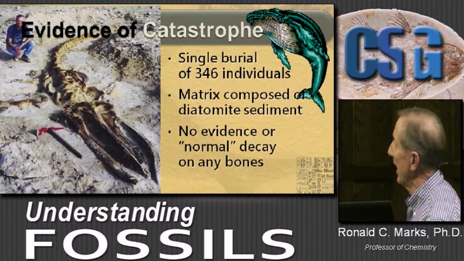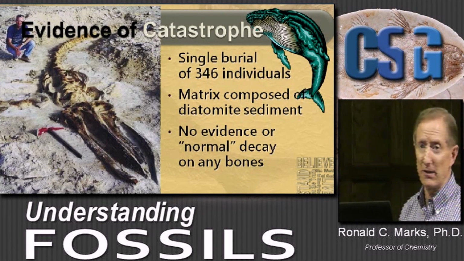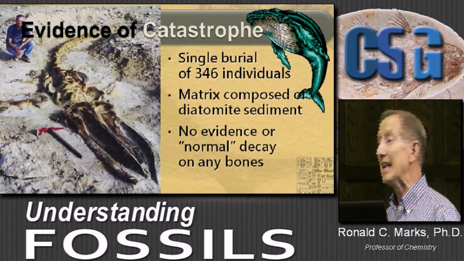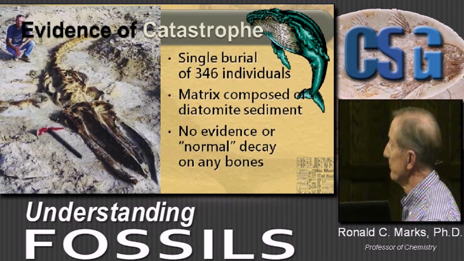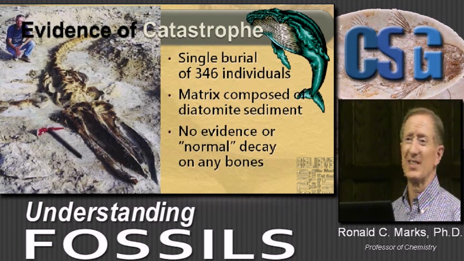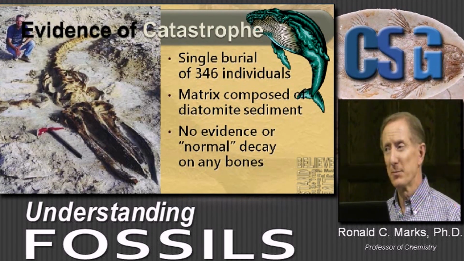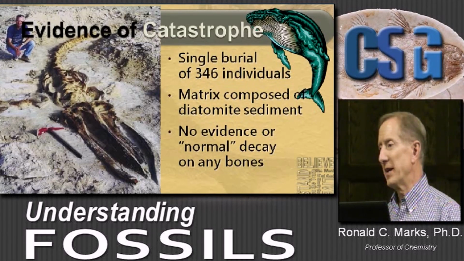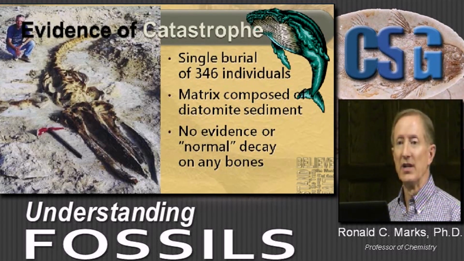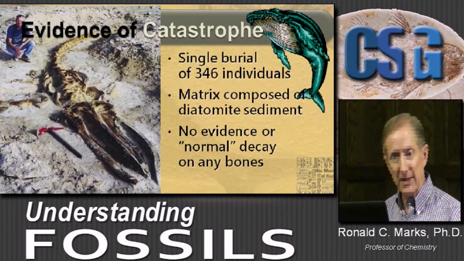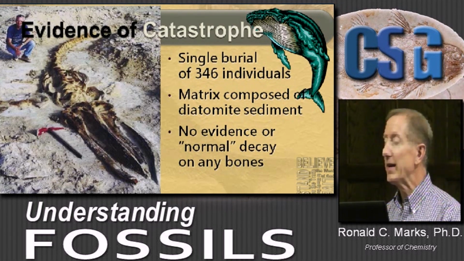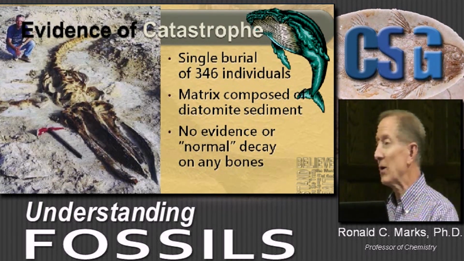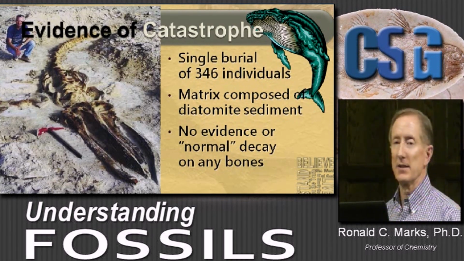None of these animals showed any evidence of predation, no evidence of being eaten, and they're all articulated. So no evidence of what we would see as normal decay, even in the bones. The only rational explanation is that this had to occur in a single catastrophic event. All 346 individuals buried simultaneously in one event.